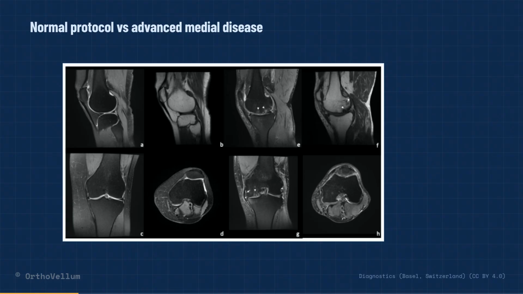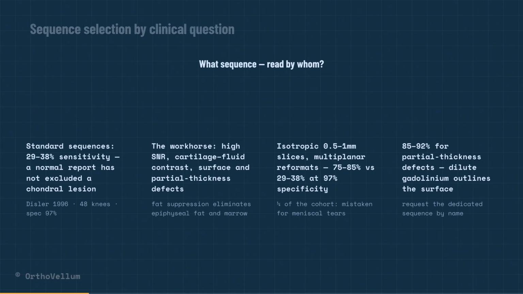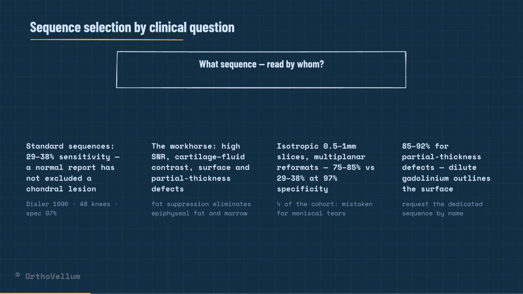A smooth-looking surface on these routine sequences has not excluded a partial thickness lesion. The accuracy spread you are about to see is the reason dedicated sequences exist. Chapter 2. The sequences. Ask the viva question first. What sequence, at what field strength, read by whom?